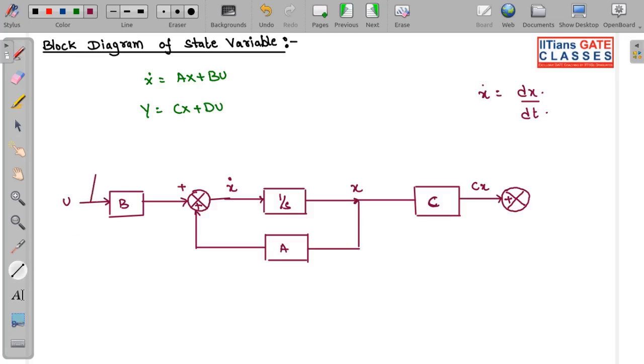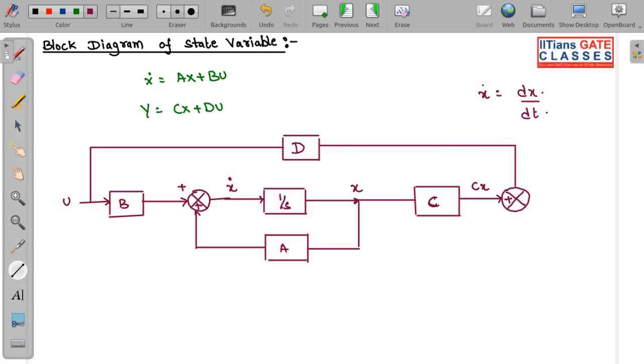So what I will do, I will take one takeoff point and give it to a block. So this will be d and this will be added over here. So this is plus. So you can see this is what? This is du we have. So now this is your y.